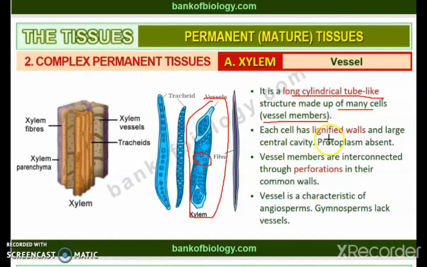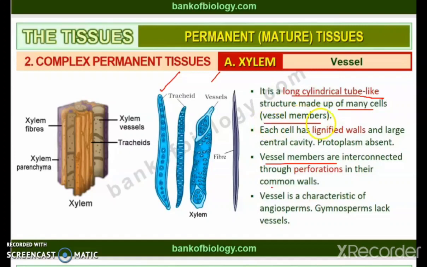Now each cell has a lignified wall. Again, lignified means it will have the deposition of lignin, and a large central cavity. You can see the large space in the central portion of this vessel, right? So each cell has a lignified wall and a large central cavity, and along with that protoplasm is absent. So again it is also a dead cell. So tracheids and vessels are dead cells.